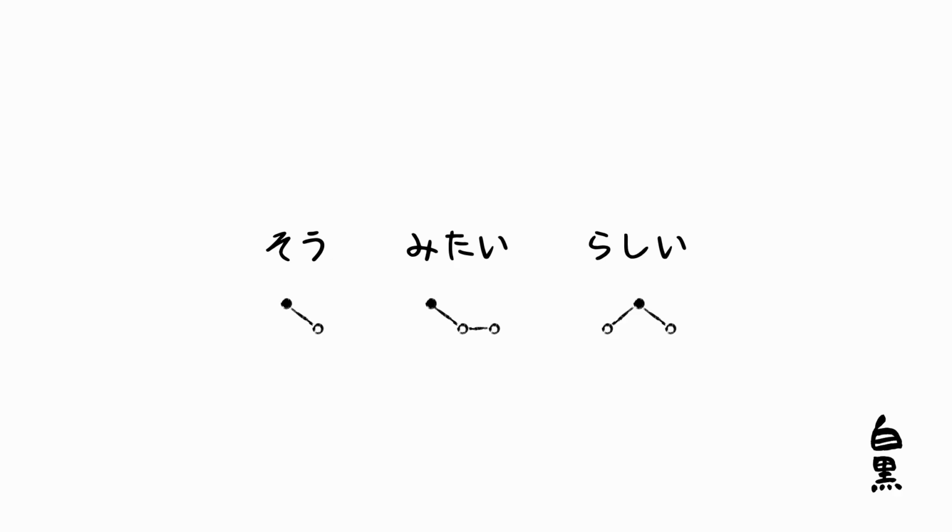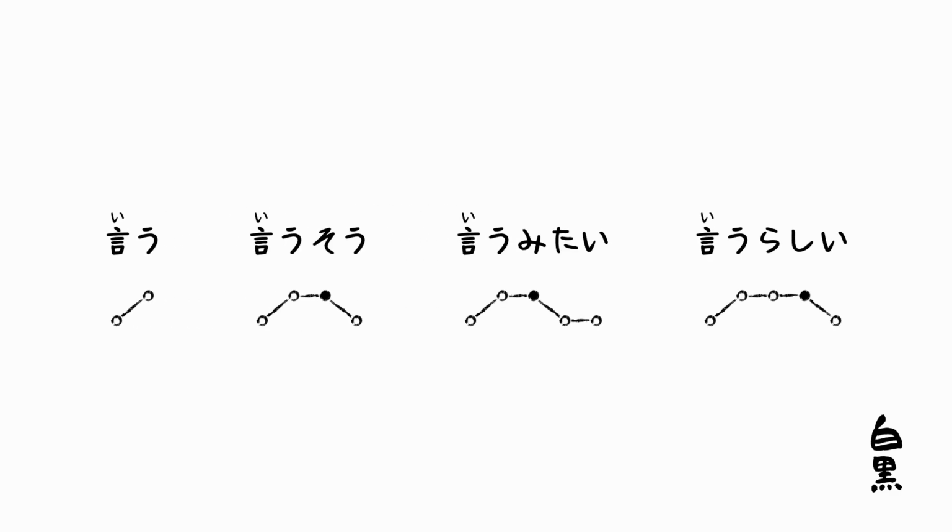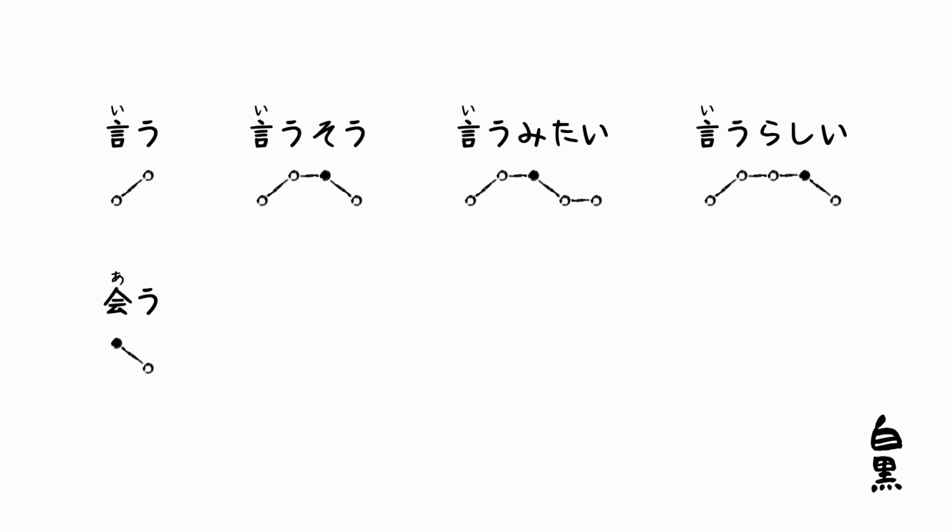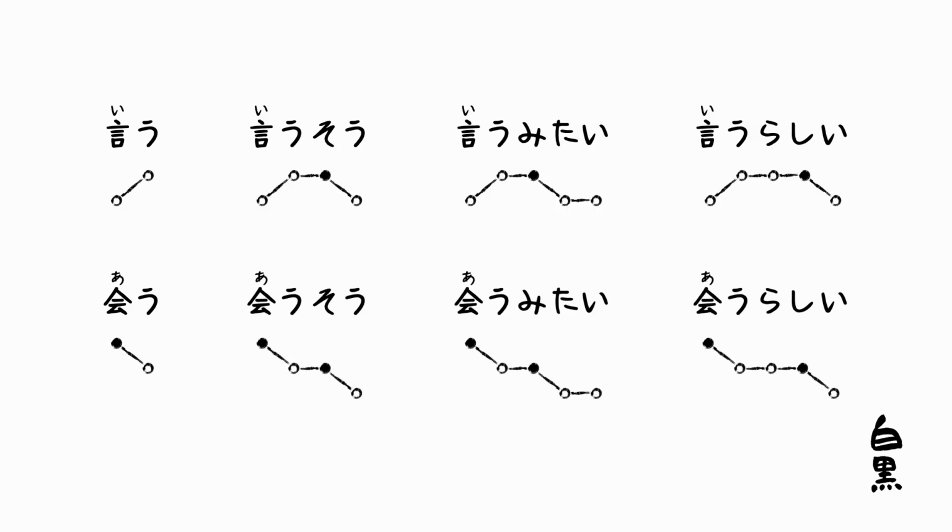Let's look at some examples. 言う is a nucleus-less verb, so it simply becomes 言うそう、言うみたい、言うらしい。会う is a nucleus-bearing verb, so the pitch falls twice, as in 会うそう、会うみたい、会うらしい。Of course, in natural speech, the pitch drop is not literally twice as much.